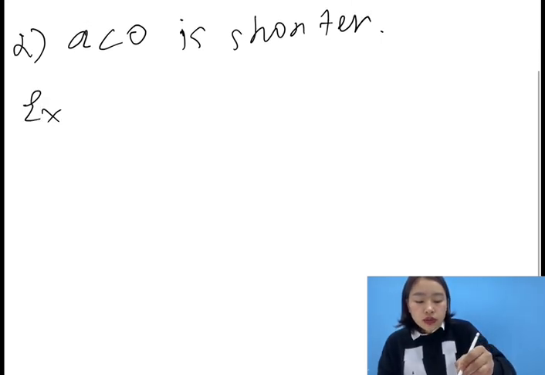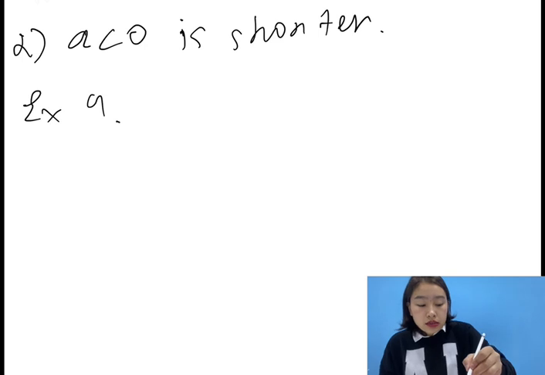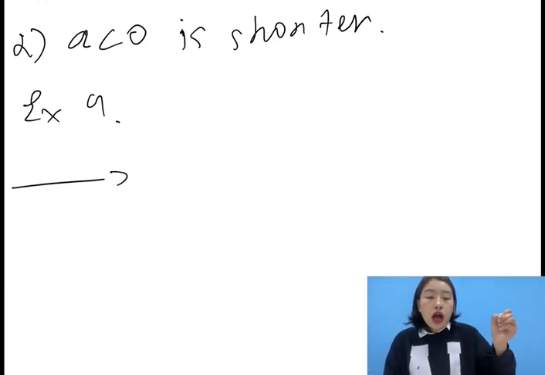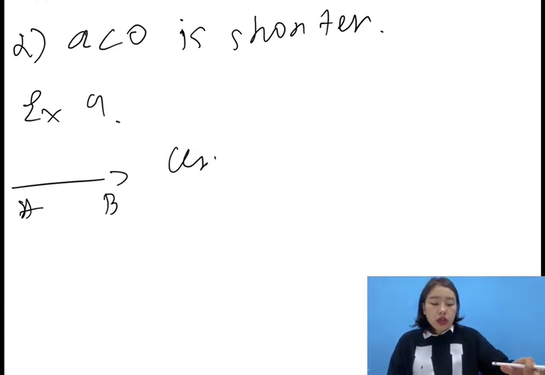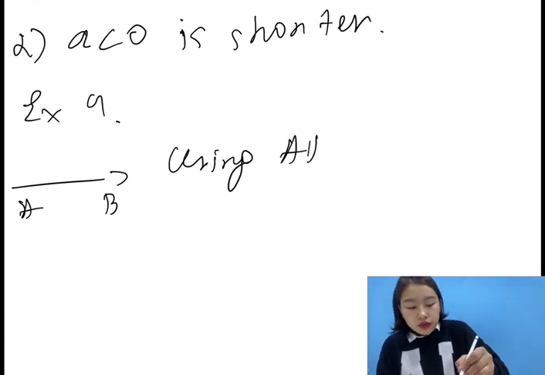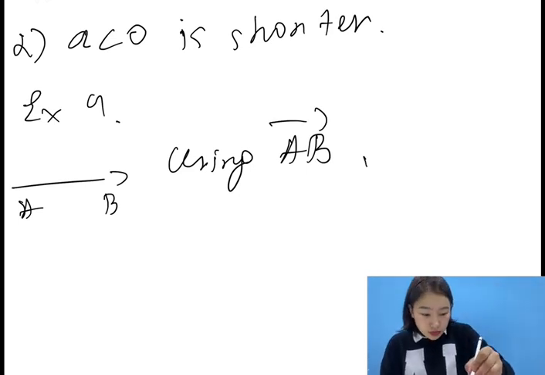If our value is less than 0, our vector will be shorter than the first one. And let's solve the first example together.